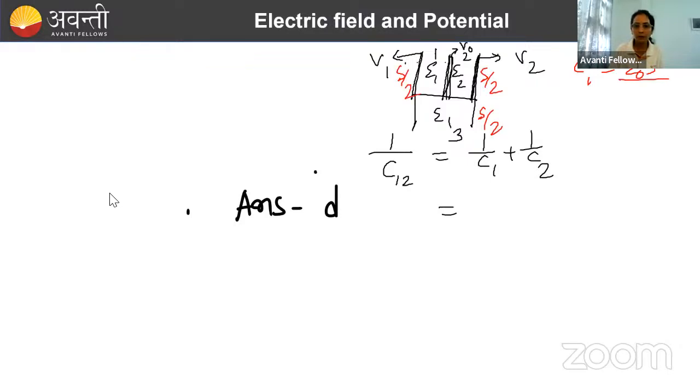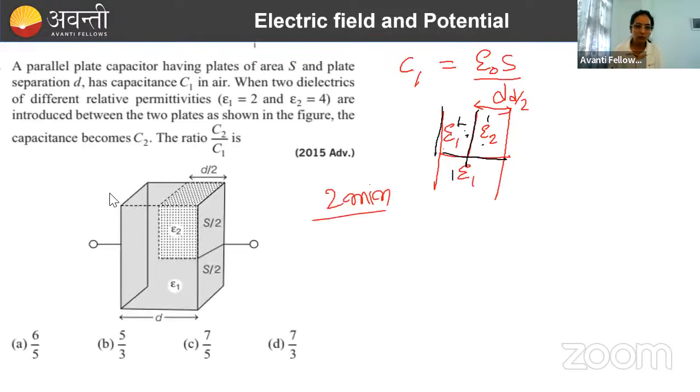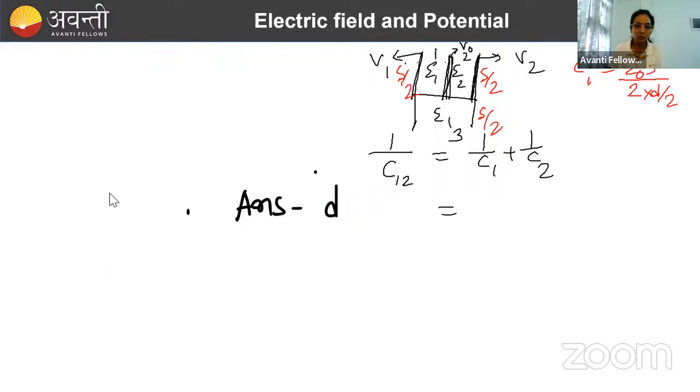So epsilon naught S by 2 into distance D by 2. So this is going to be epsilon naught S by 2, and it was having a dielectric epsilon 1, whose value was 2. So this will become epsilon naught S by D into 2, which is equal to 2C, because C was equal to epsilon naught S by D.